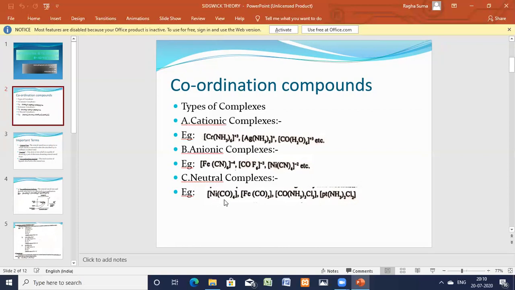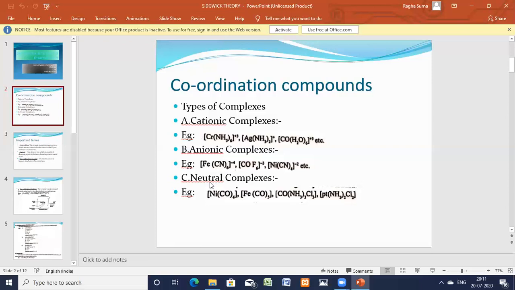Here you can see the tetracarbonylnickel complex. There is no charge over the complex. Similarly, the pentacarbonyliron complex. You can see no charge here. In a similar way, the complexes which do not have any charge on their square parenthesis, such types of complexes are called the neutral complexes.